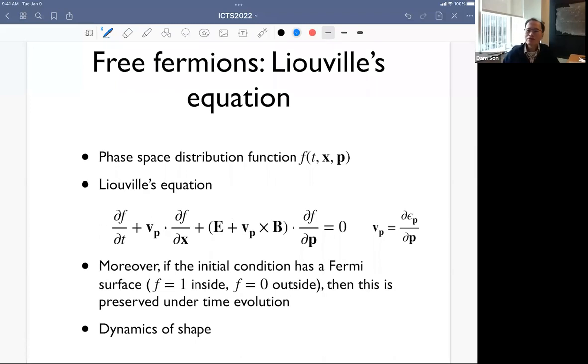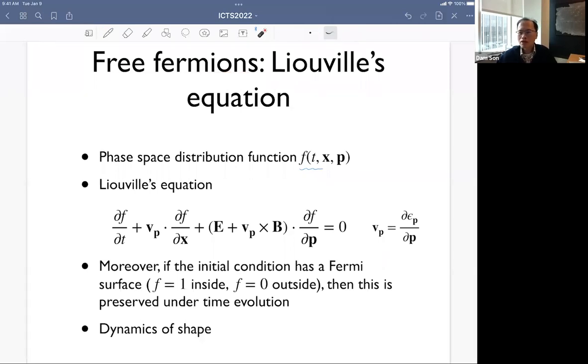First of all, Landau's Fermi liquid theory is not formulated, at least in Landau's formulation, as a field theory. It doesn't look like a quantum field theory. It looks like a Boltzmann kinetic theory. So let's first take the case of free fermions.